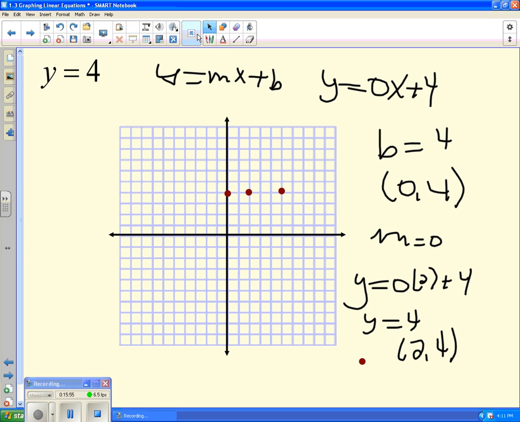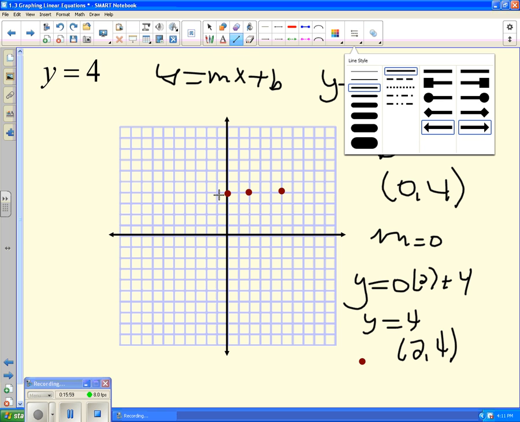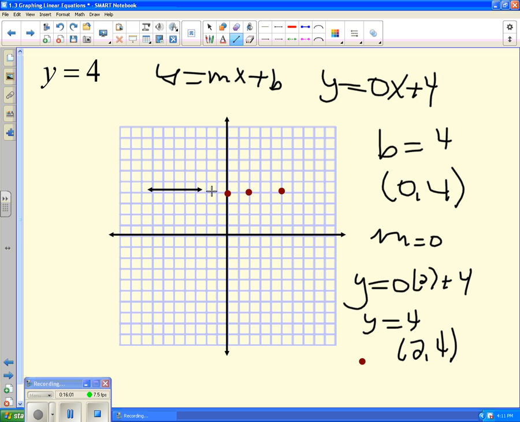So what happens is, when I draw my line, I'm going to end up with a horizontal line, just like that. So anytime you have a y only in an equation, that means your line is going to cross the y-axis and you're going to have a horizontal line. So remember, y only means a horizontal line.